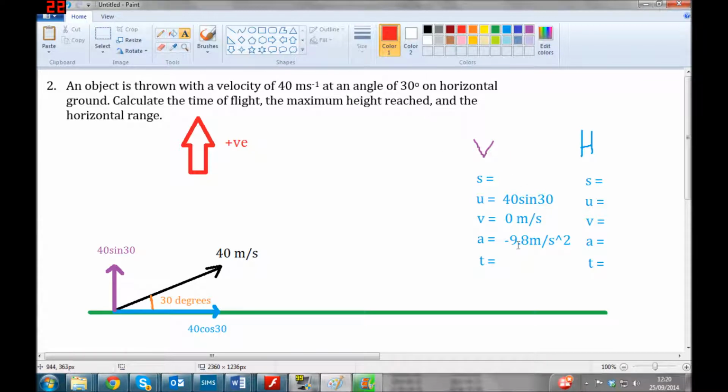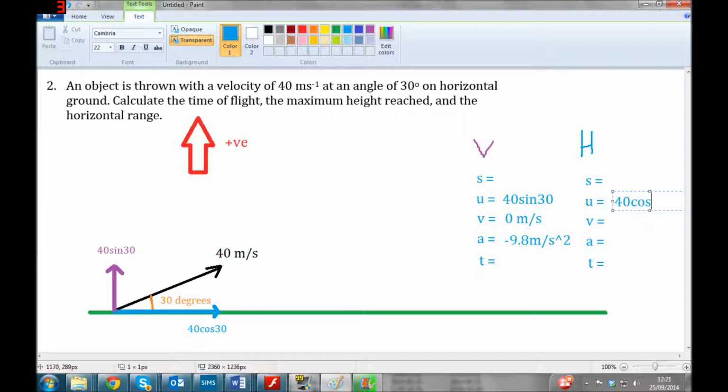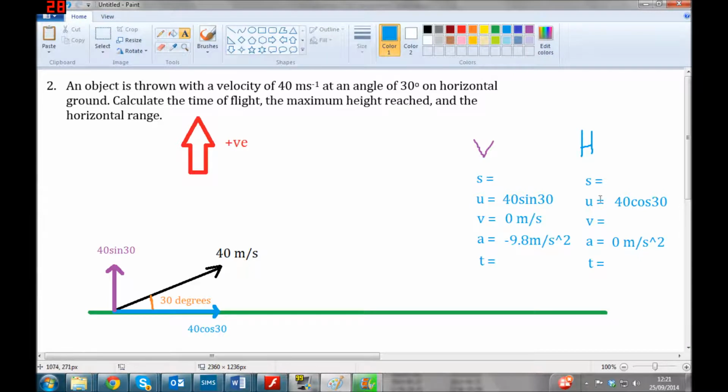I've just realized I've done these all in the wrong color. Oh well. Let's go over onto this side. Let's stick in blue just so that it doesn't get confusing. What do I know about the horizontal? Well, I don't know how far it goes. That's the final part of the question. Do I know how fast it's going? Yeah, it starts at 40 cos 30 meters per second. You need units, don't forget. Acceleration is 0. If I really wanted, I could add the final velocity as being the same as the initial, but it's not that big a deal. And that is about it.